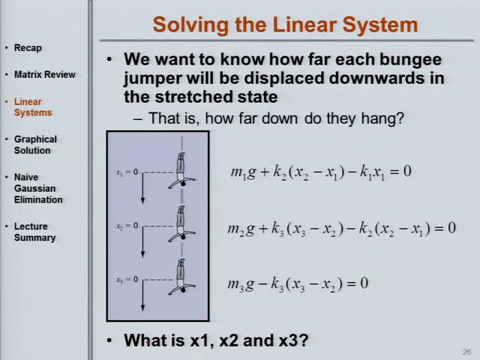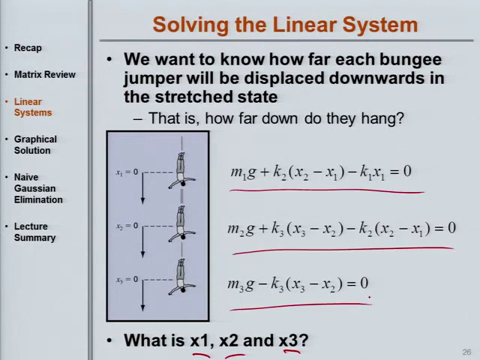So what we're trying to find here now is what are the distances x1, x2, and x3. Those are our unknowns. We know all the masses. We know the spring constants. We know what gravity is equal to. These are the 3 simultaneous equations that we need to solve to understand this system.